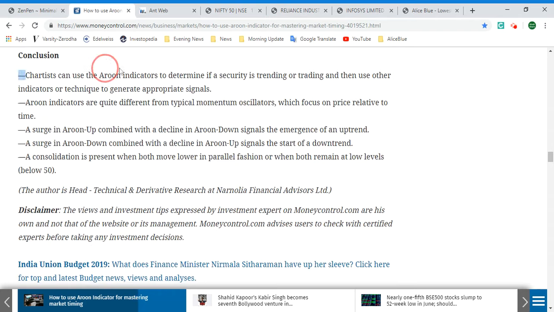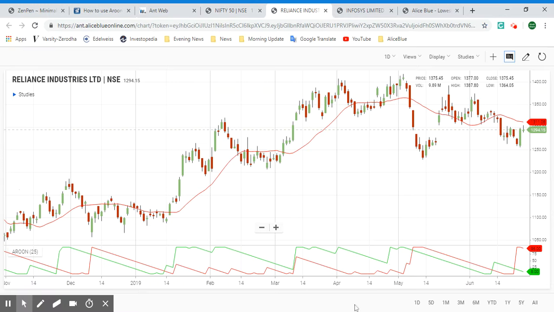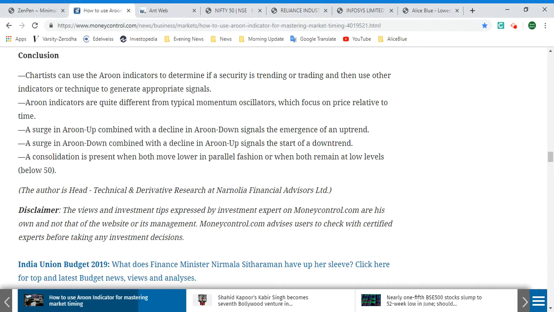So, conclusion: chartists can use the Aroon indicators to determine if a security is trending or trading, and then use other indicators or techniques to generate appropriate signals. So you can apply other indicators on top along with the Aroon indicator to get better signals and to confirm the trend specifically. Aroon indicators are different from typical momentum indicators which focus on price relative to time. A surge in Aroon Up combined with a decline in Aroon Down signals the emergence of an uptrend.